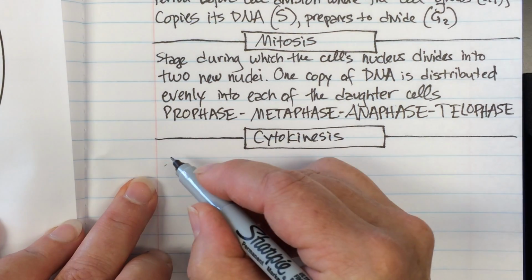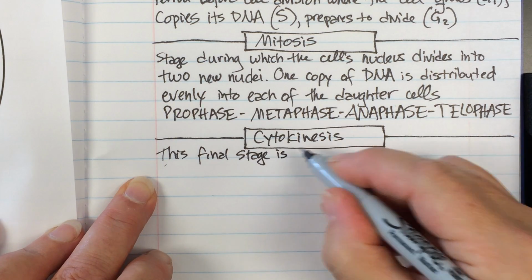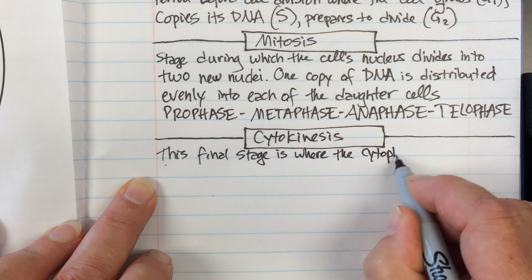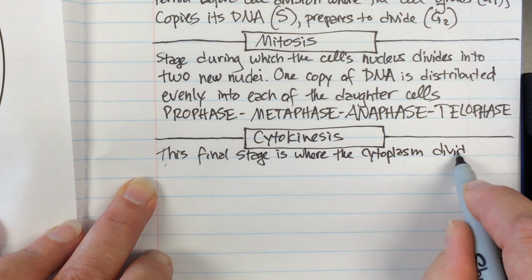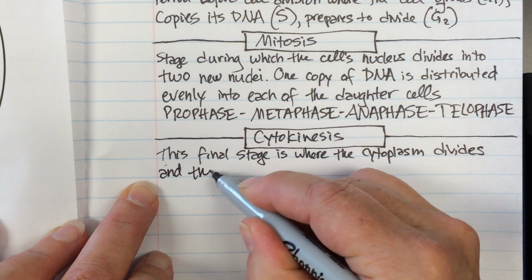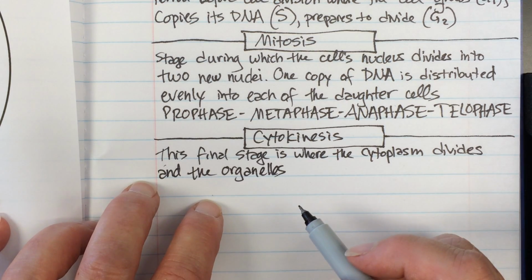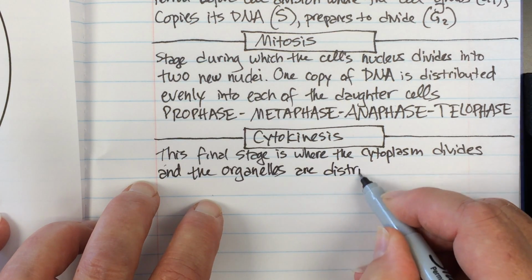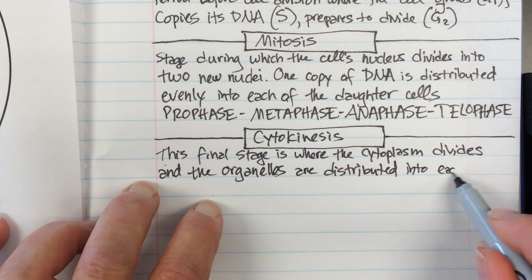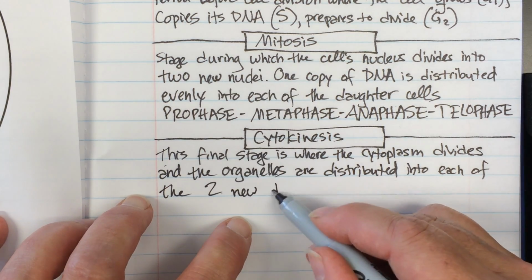Okay, so this final stage is where the cytoplasm, remember that's the jelly-like fluid that fills the cell, divides. You've got to get that squishy stuff into both cells so all the organelles can float in it. And the organelles, if you remember, are mitochondria and ribosomes and endoplasmic reticulum, all of those are distributed. Again, here's our word, distributed, like if you passed out papers, into each of the two new, and again, we call them daughter cells.